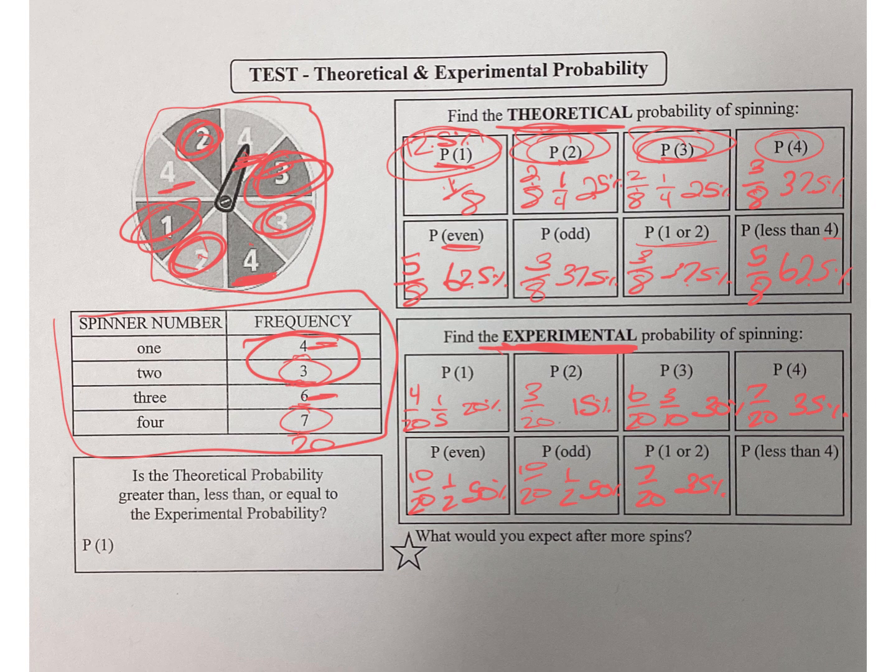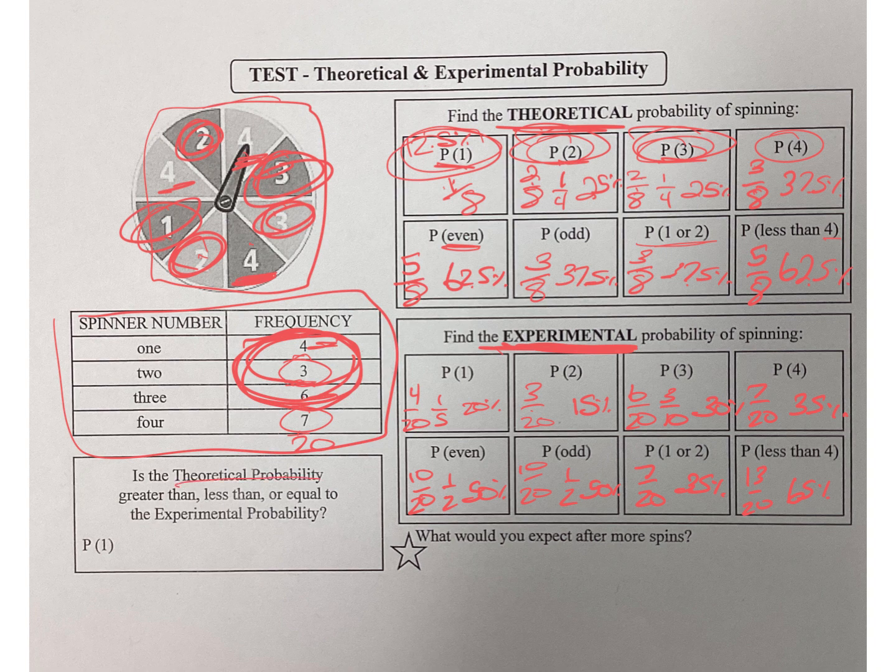And then less than 4, which is these 3 together. So that's 4 plus 3 plus 6, and that is 13. 13 out of 20. And 13 out of 20 equals 65%. Okay. Last 2 questions.